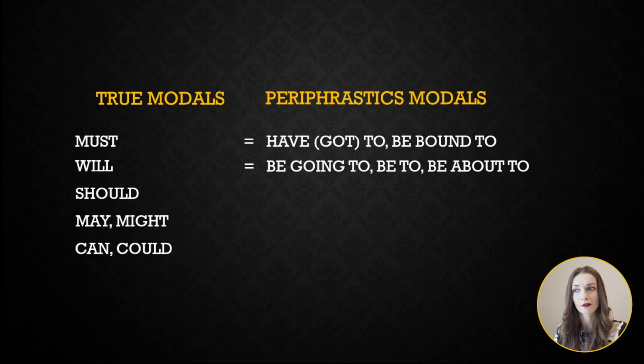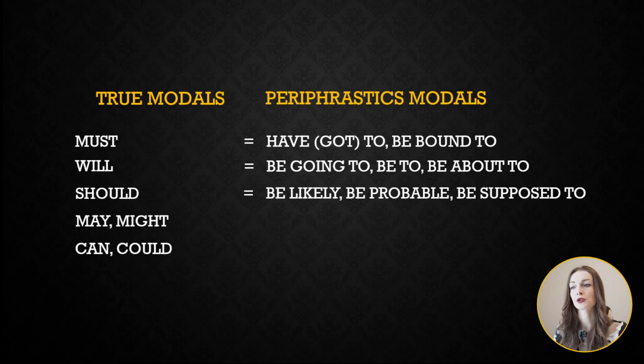Will can be paraphrased into be going to, be to, or be about to. They all are a little bit different, but the idea here is that all these structures paraphrase the idea that will expresses. So will tells us that the action is in the future and is desired by the subject. So it expresses willingness to do something, or capacity to do something, or readiness to do something. These three, be going to, be to, and be about to, express a very similar idea. So they say that something is ready to happen in the nearest future.